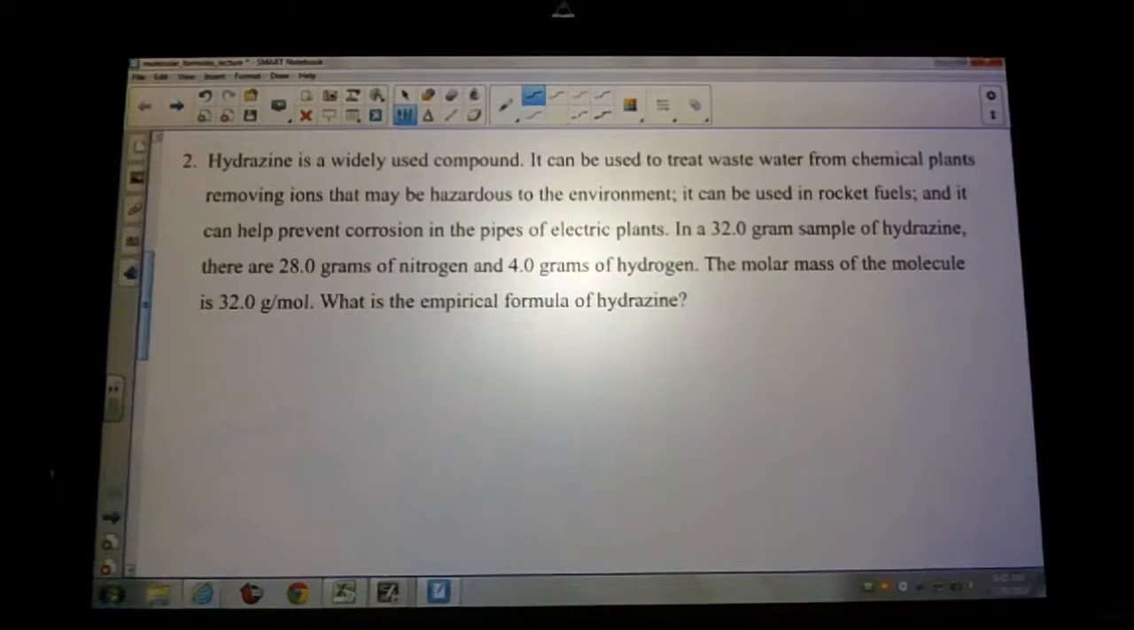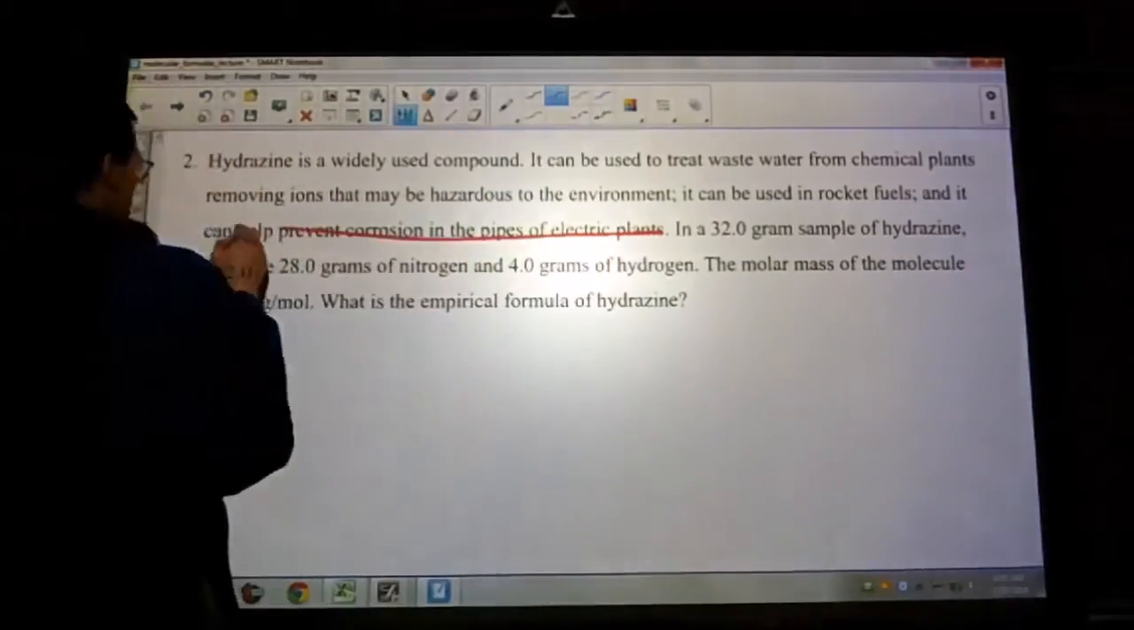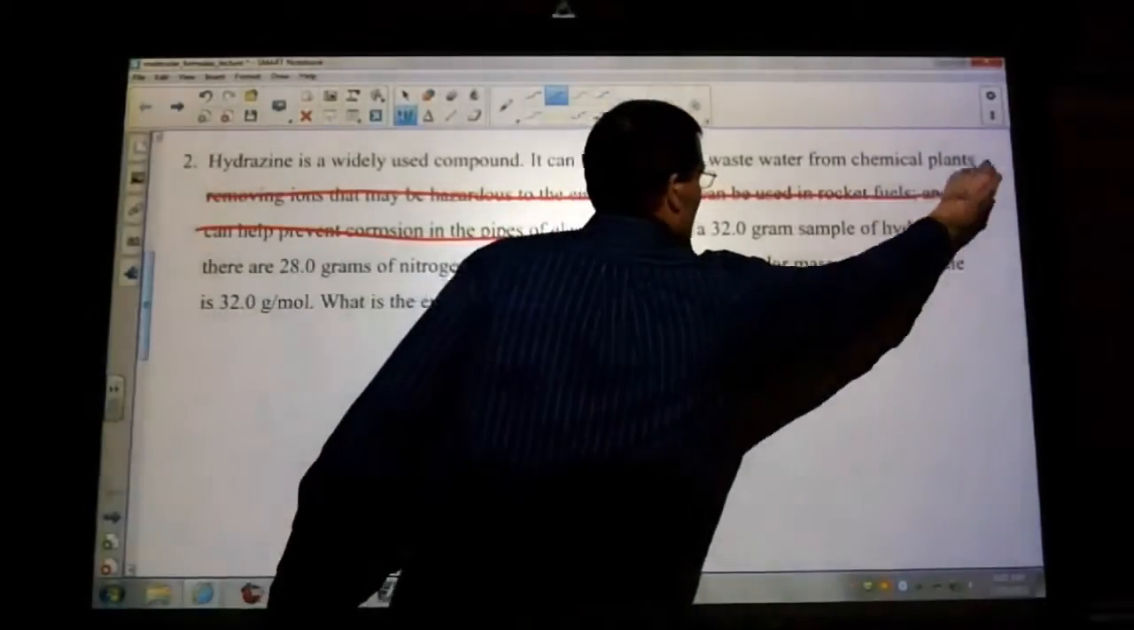It can be used to treat wastewater from chemical plants, removing ions that may be hazardous to the environment. We want to keep the environment happy. We talked about that earlier. It can be used in rocket fuels. Awesome. And it can help prevent corrosion in pipes for electrical plants. Now, isn't that awesome? That's what we call garbage. I told you. Why was that in there?